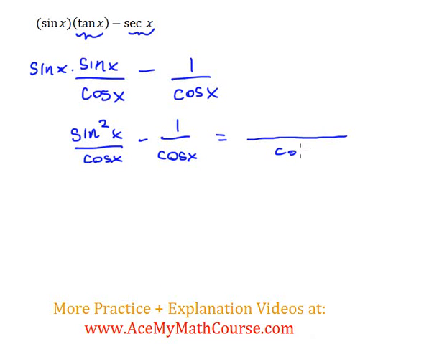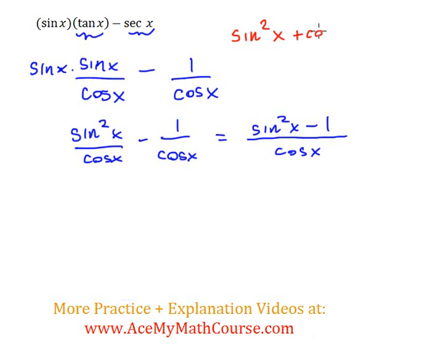Cos x. So now I'll combine them. So I get sine squared x minus 1 over cos x. And is there anything else we can do here? Yes, there is. And you must remember the Pythagorean identity.